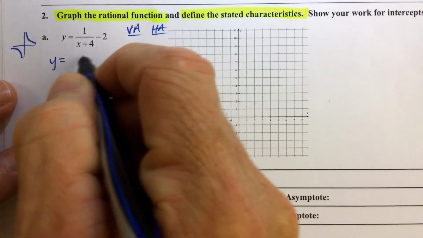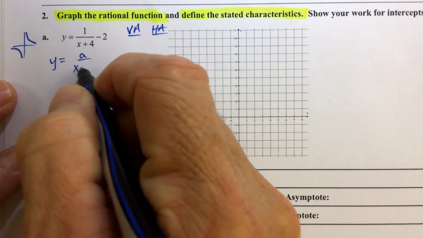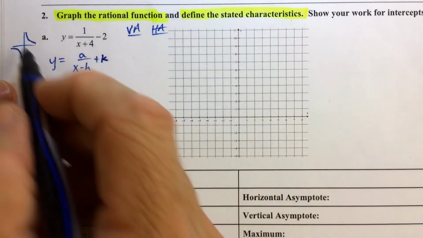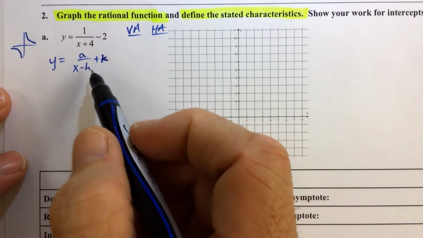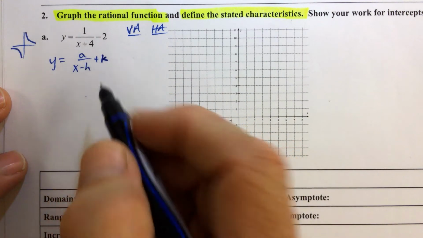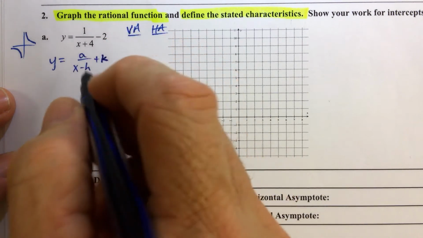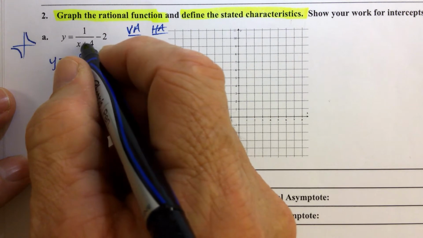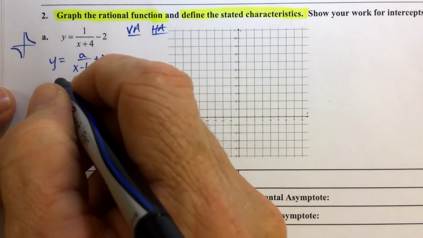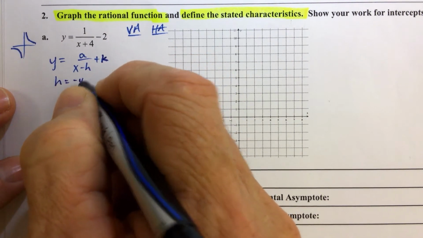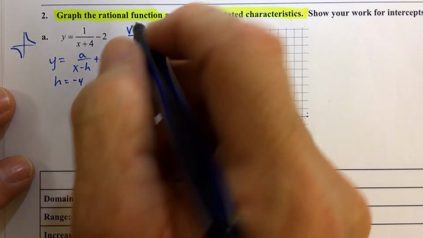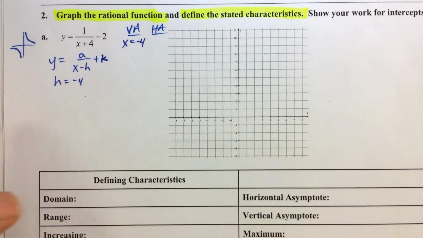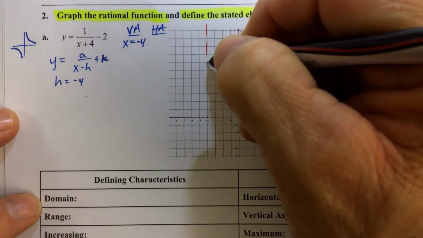Well, the first thing we should remember is the standard form for a rational function. Basically, standard form, given an h and a k. So in this case, the h is what's being subtracted from the x, and x minus -4 gives us an x plus 4. So therefore, h is -4. If h is -4, the vertical asymptote is x equals -4. Well, x equals -4, we can graph that.